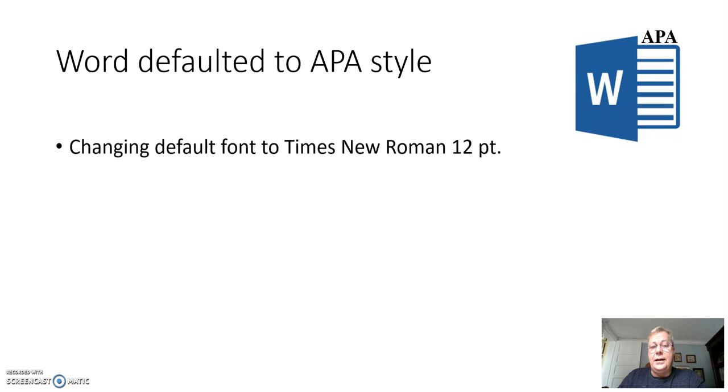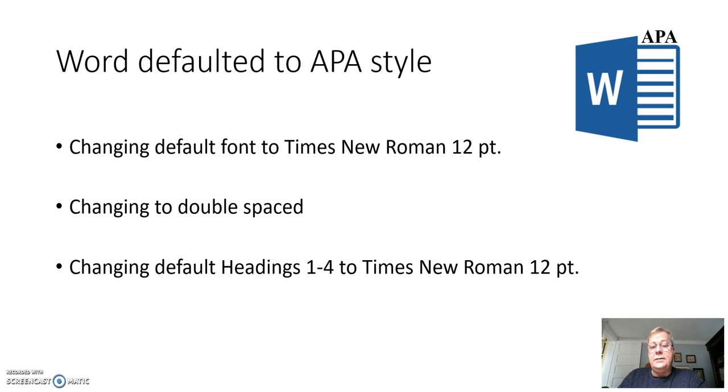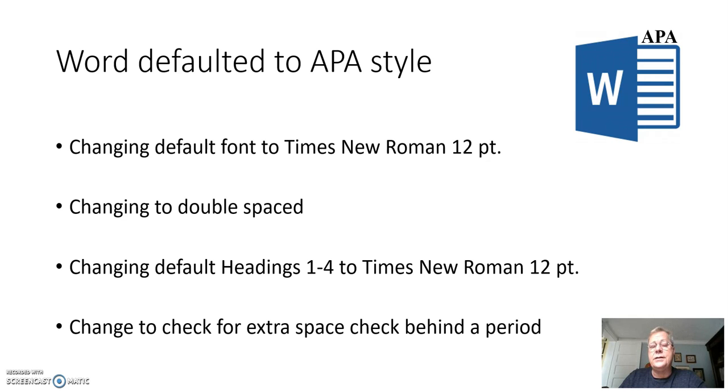Basically, the first thing we'll do is change the default fonts to Times New Roman 12 point, change the spacing to double space, change default headings 1 through 4 to Times New Roman 12 point, and also add a check so that you put an extra space behind a period in a sentence. Okay, so let's get started.